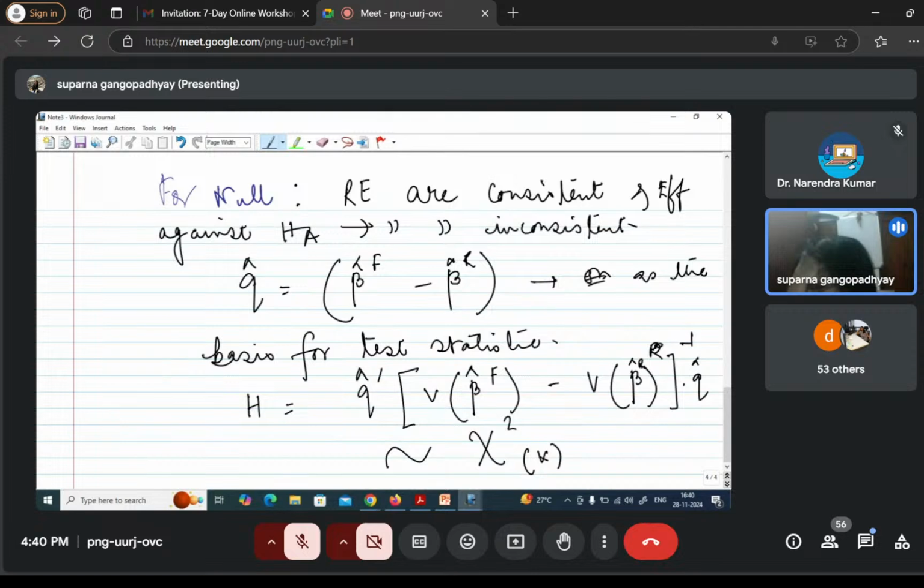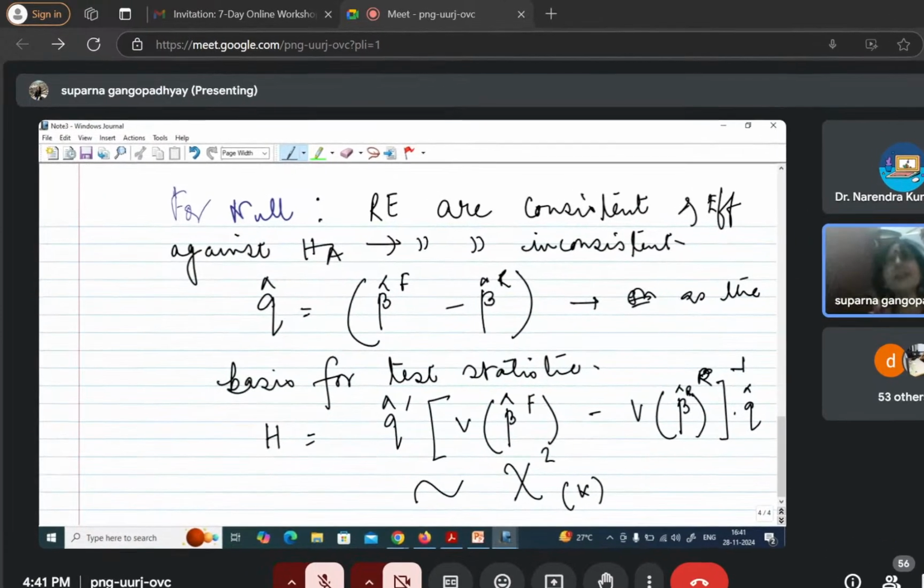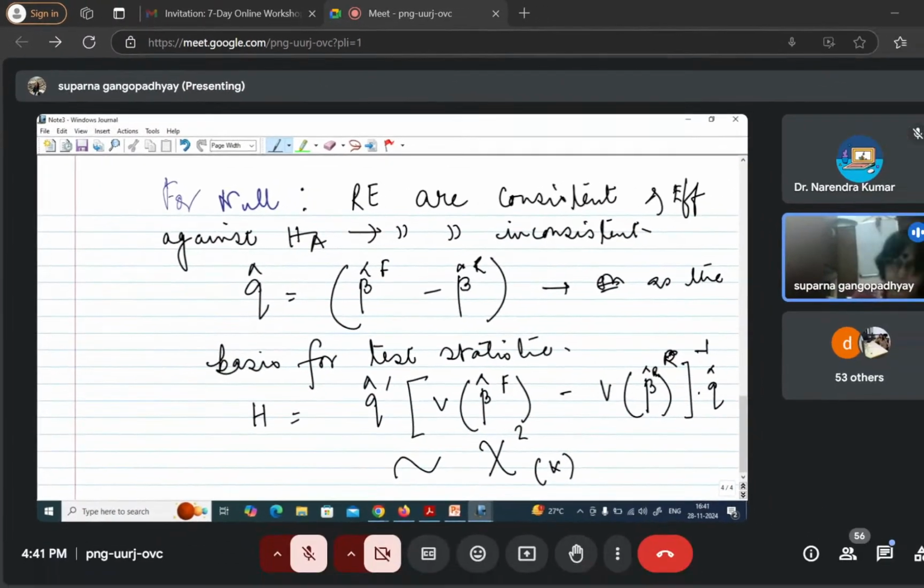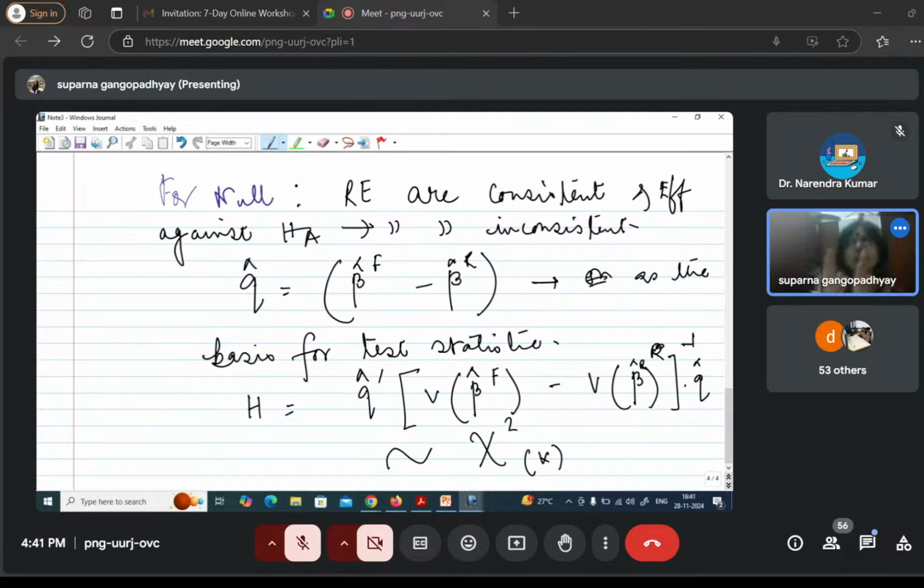Null hypothesis, then rejection. Rejection means the fixed effect is consistent. If you do not reject, then you prefer random. Rejection of the Hausman test means your fixed effect is preferred. Non-rejection of the Hausman test means your random effect is preferred. Okay?